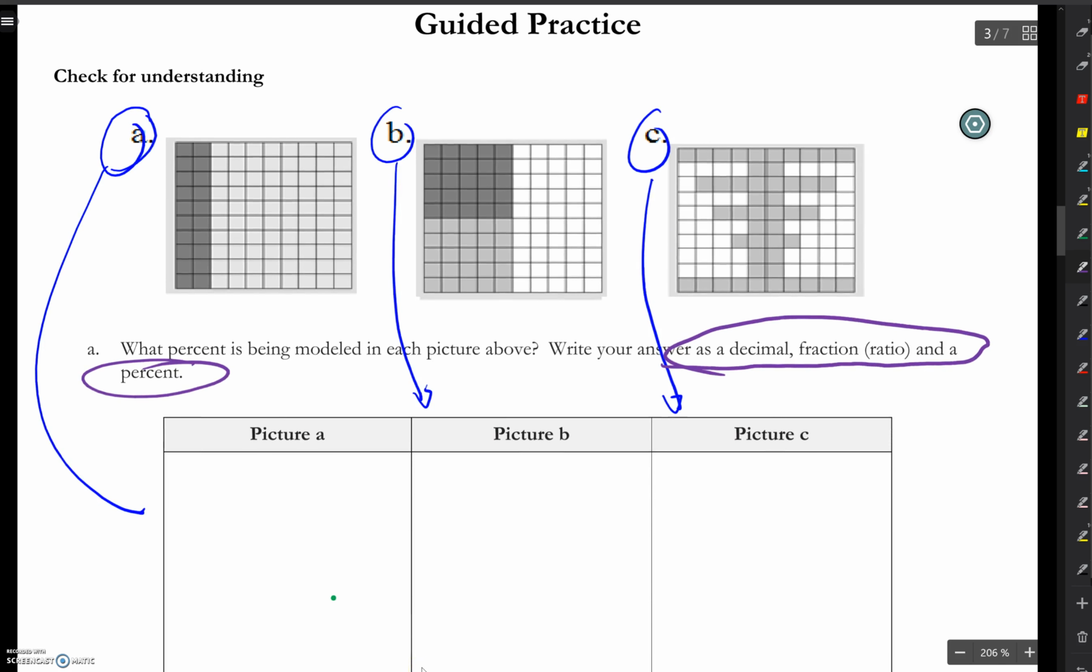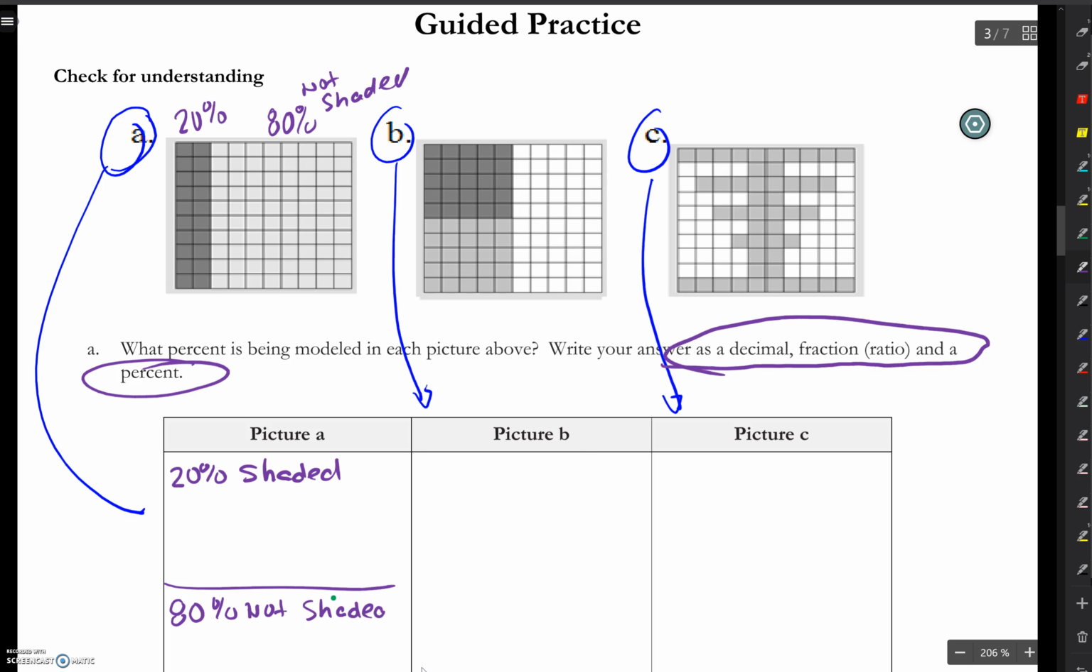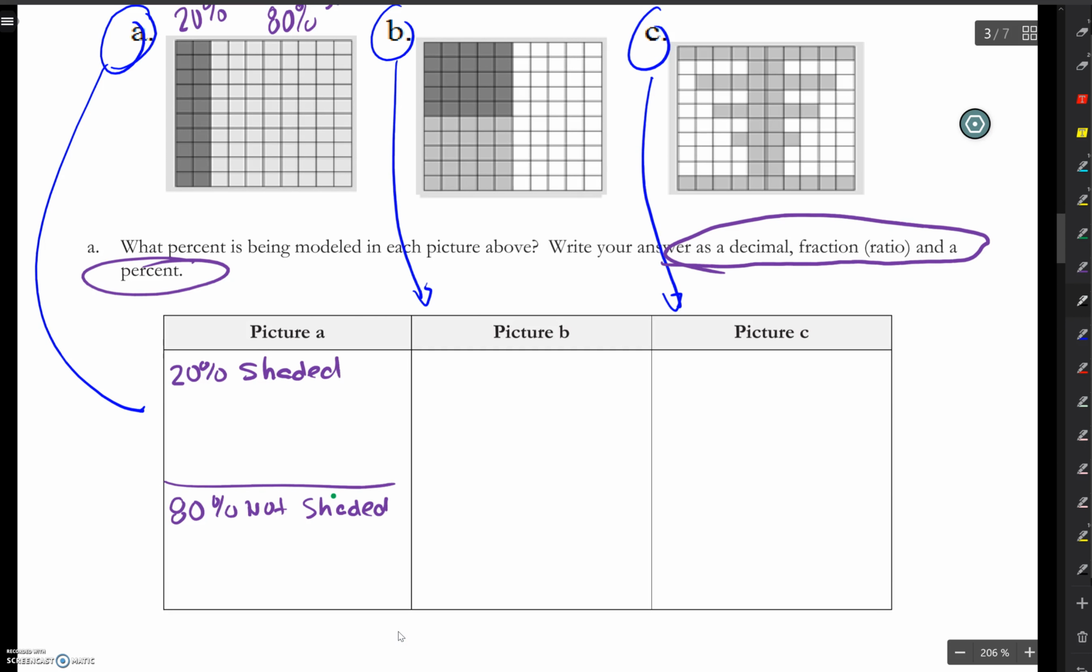How many are shaded? We know that there's 20% shaded here, and there's 80% not shaded. So I'm going to put 20% shaded. I'm going to draw a line. I'm going to put 80% not shaded. Now it's asking us to make this a percent, so we have our percent. We want it as a fraction, so it's 20 over 100. And we want it as a decimal, which would be 0.20. Same thing here: 80 over 100, and as a decimal, 0.80.